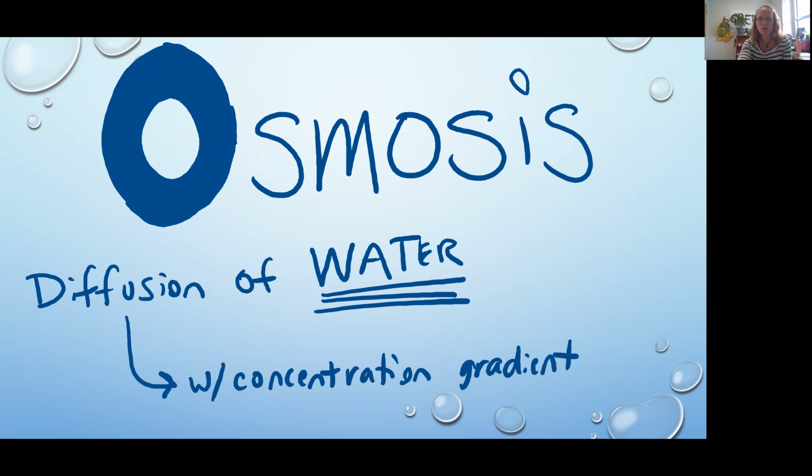Again, when we're talking about diffusion of water, we're talking about movement with the concentration gradient, from a high to a low concentration. And so this is a passive process.